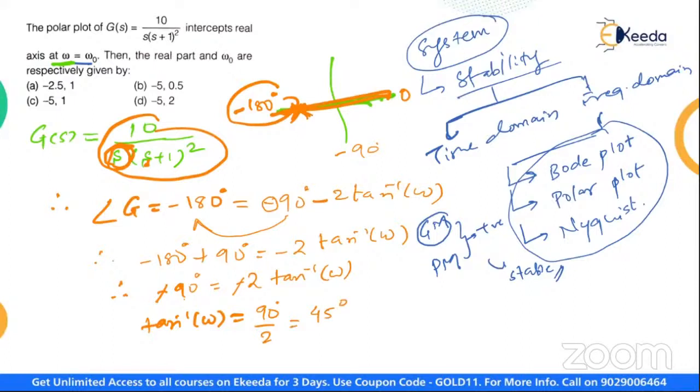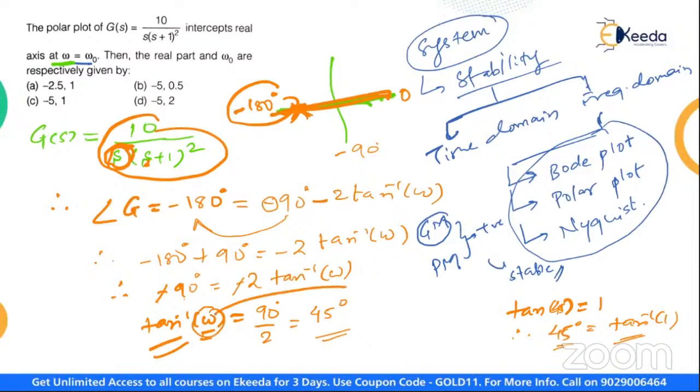So tan inverse of omega will be 90 degrees upon 2, which is equal to 45 degrees. Correct? Yes. Now, for what value of omega will my tan inverse of omega become 45 degrees? So we know that the answer is 1, because we know tan of 45 degrees is equal to how much? Is equal to 1. Therefore, we know 45 degrees is nothing but tan inverse of 1. Now here, if you please compare, 45 degrees is there, tan inverse is there. So you get omega to be equal to how much? Omega to be equal to 1. Therefore, omega equal to 1.